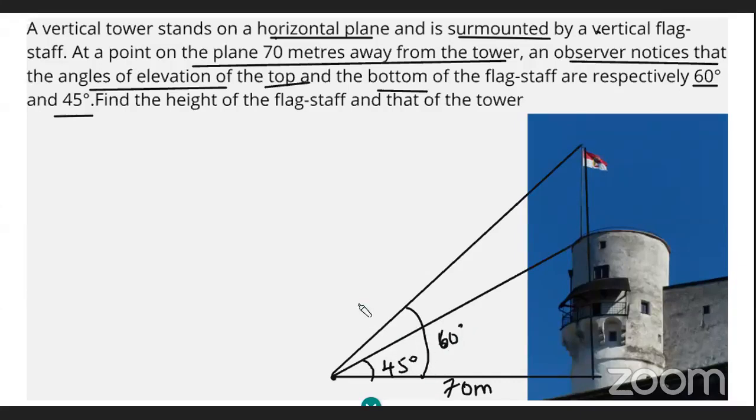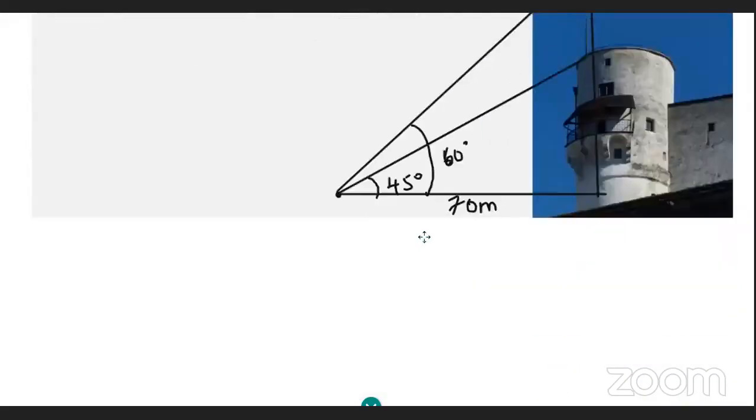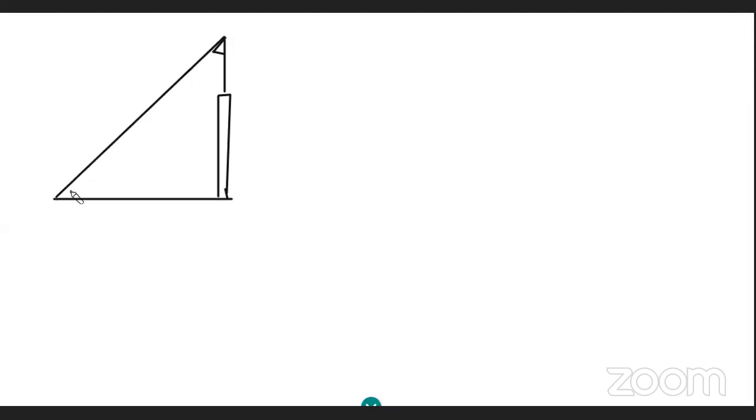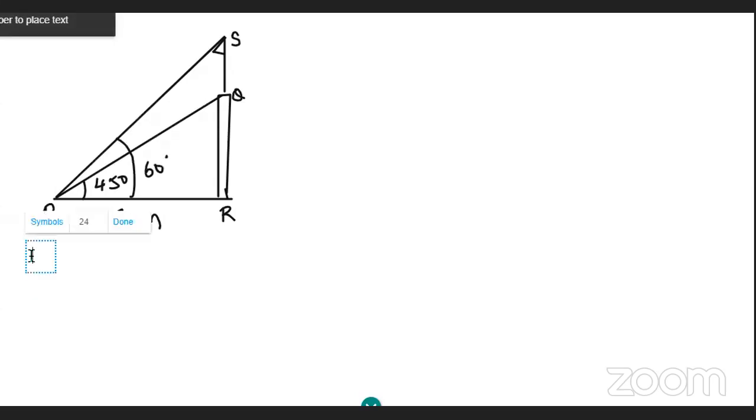Okay, I'm going to draw this again and I'm going to label it. Okay, clear? So let's do the figure again and the labeling part. So this is how it is. Let me say this is my tower, and this is my flag on top of it. 70 meters away, an observer is standing, the top and the bottom. Okay. So this measurement is 70 meters. Let's say this is P, R, Q, S. This is my 45 degrees and that is 60 degrees. Okay. So let's label it.